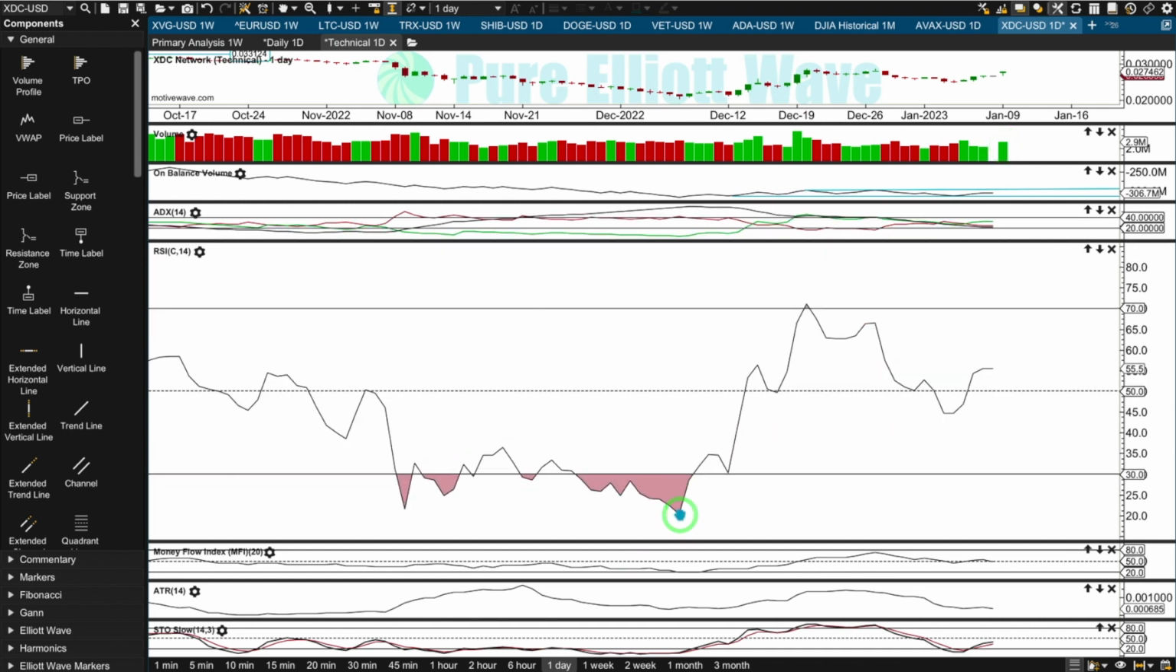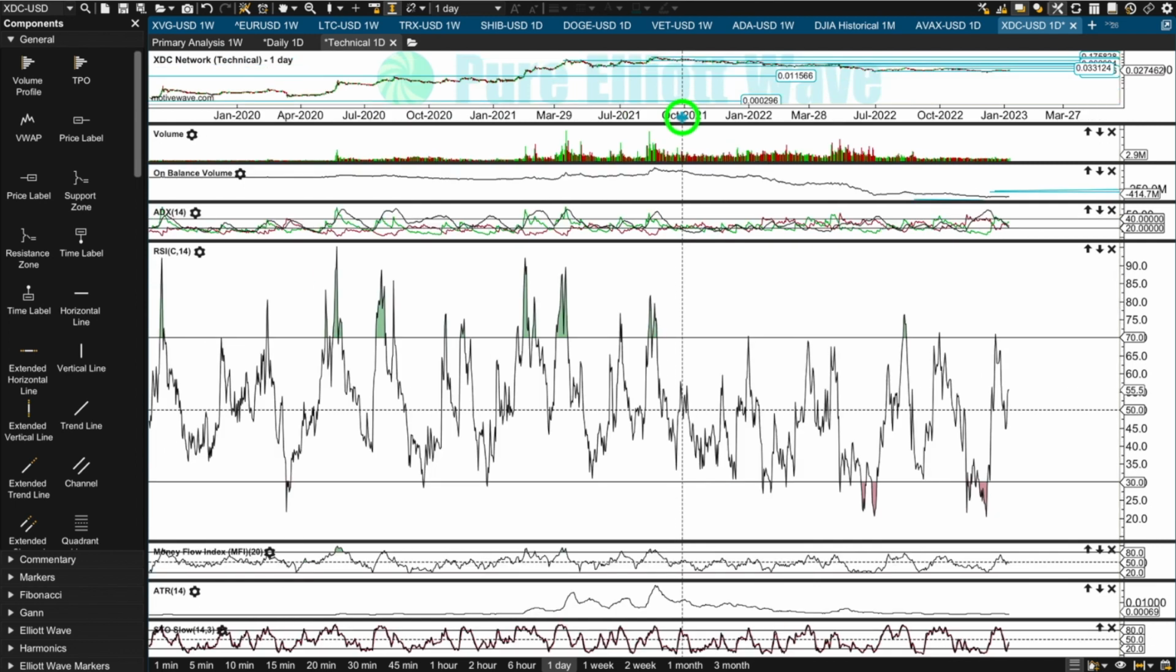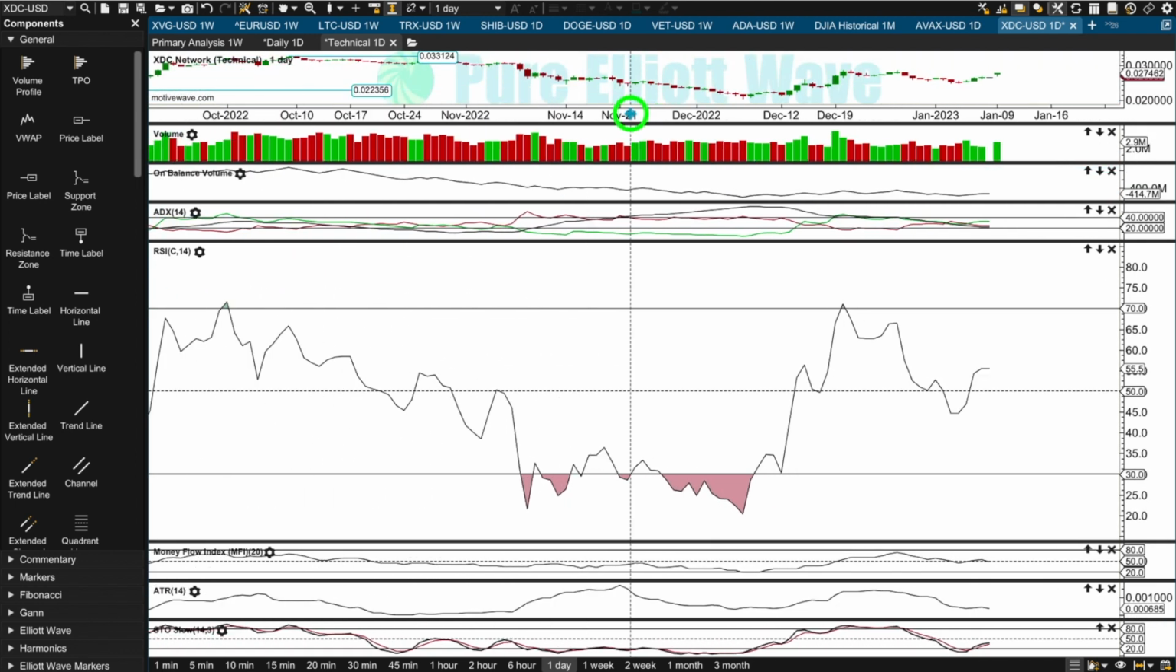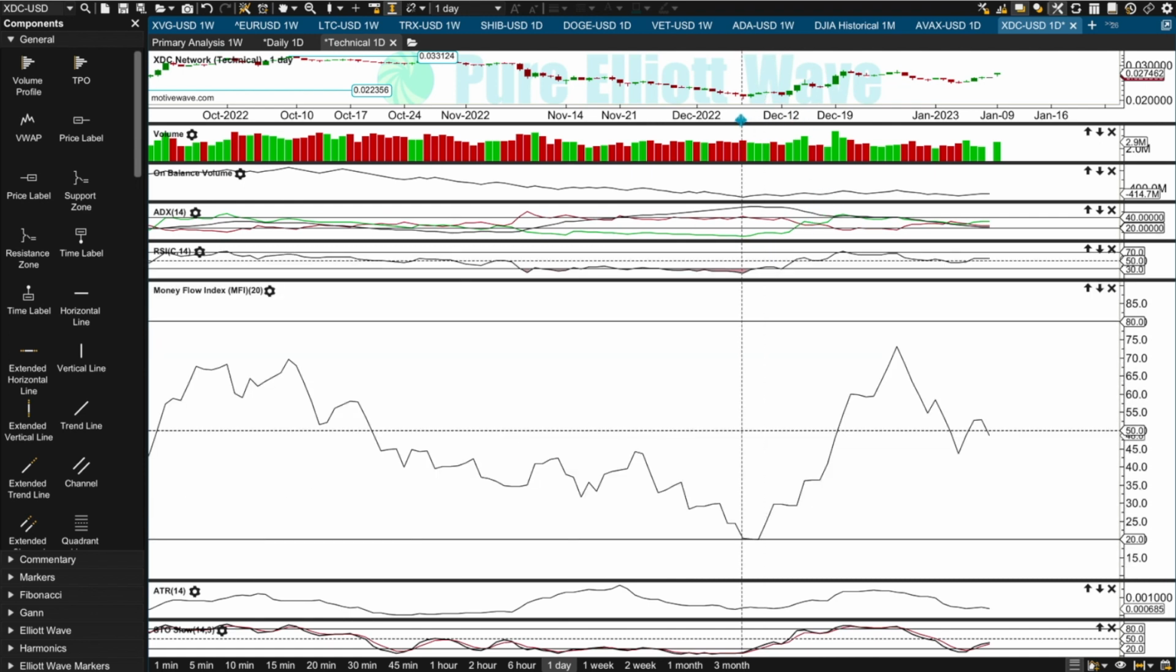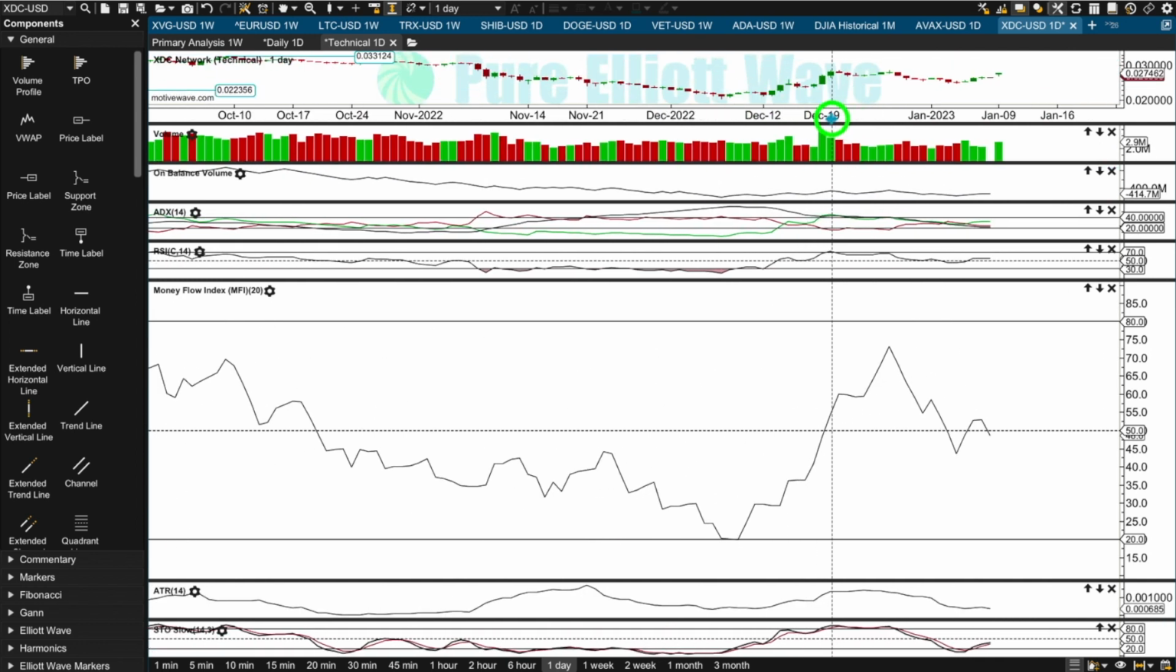RSI reached fairly deeply oversold on the daily chart at the low for the 7th of December. There was no real bullish divergence, possibly very slightly, not enough to note. Money flow index also just barely reached oversold, did exhibit bullish divergence from the low back in July to December. There was some longer term bullish divergence for money flow index.